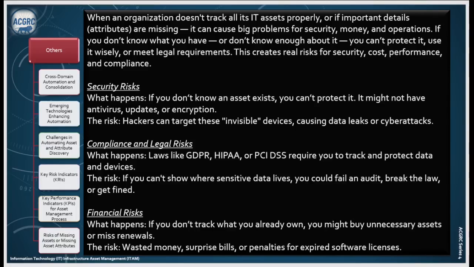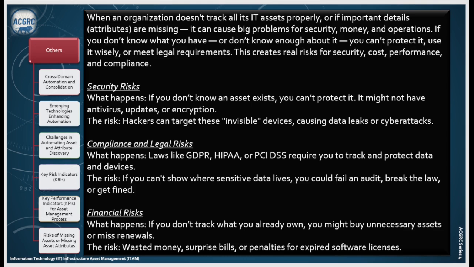Let's now look at the risk of missing assets or missing asset attributes, or when we miss specifics in this space. When an organization doesn't track all its assets properly, or if important details are missing, it can cause big problems for security, money and operations. If you don't know what you have or you don't know enough about it, you can't protect it or use it wisely or meet legal requirements. This creates real risk for security, cost, performance and compliance.